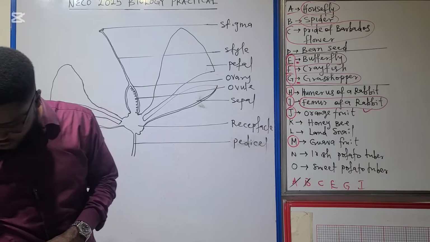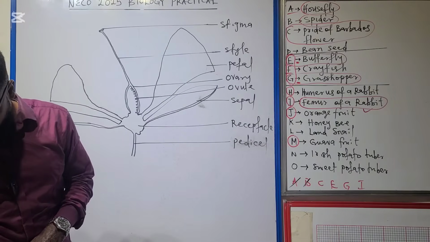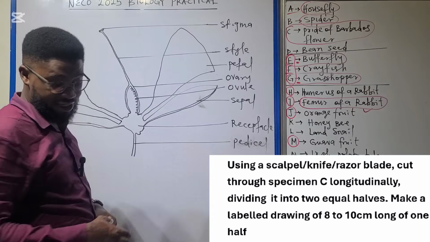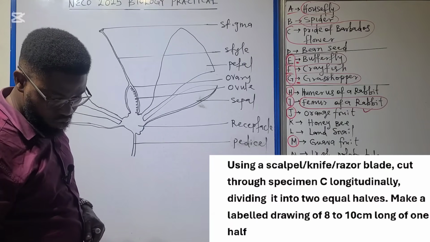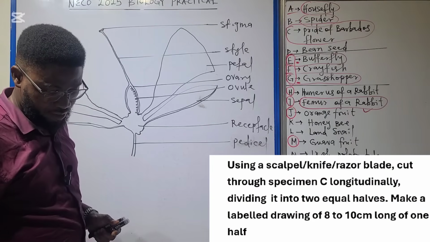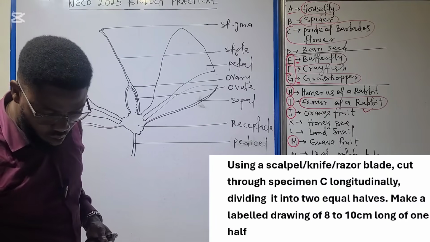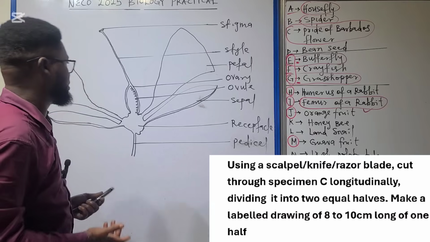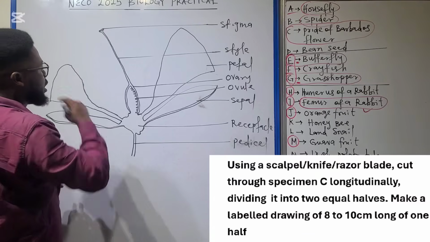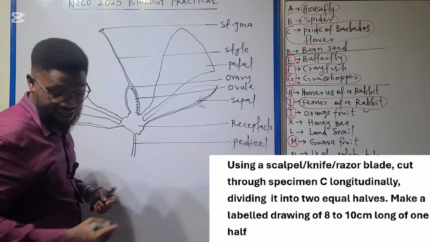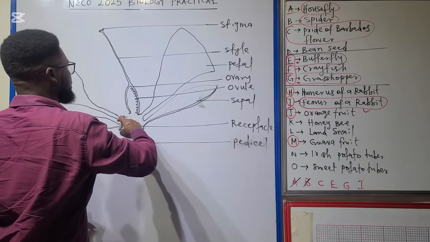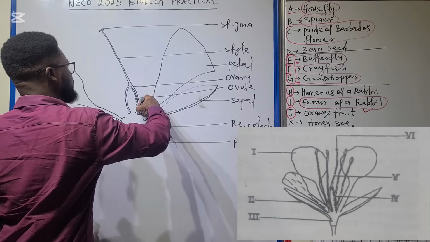If the question says we should cut into two and draw the longitudinal section, it now means we are going to add the filament and the anther, and we are still going to add one more petal. Very important: this is already one petal, so we are still going to add one more petal. So how do we go about that? We want to now add our style. Let me add one petal first.